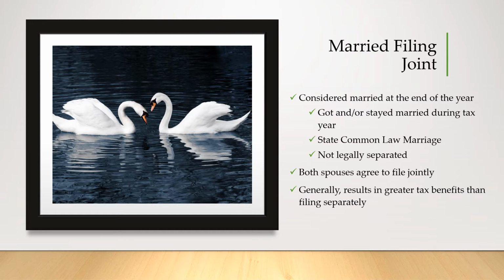But as we discussed before, if they are legally separated, they are considered unmarried. So the second criteria to this is that both spouses need to agree to file jointly. So if one of the spouses says, I don't want to file with so-and-so, then they would need to file separately. They could not file jointly. Both spouses need to agree. And this is because when both spouses file a joint return, they are legally responsible for everything that is on the return, both together and each individually.